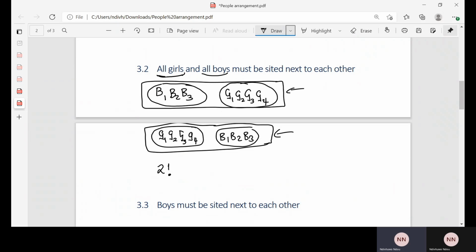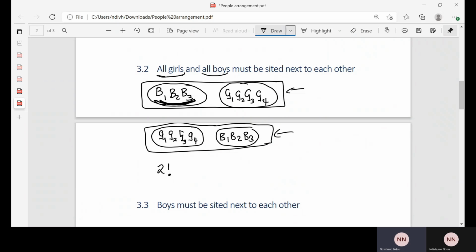Now, remember, inside, the boys can be arranged in different ways. If they tell you that all boys and all girls must be seated next to each other, it means the boys must be together and the girls must be together. We just determined the part of the arrangement that can be made externally. This is the first one: we can start with boys followed by girls, then start with girls followed by boys. But we know that inside, the boys can sit in different ways.